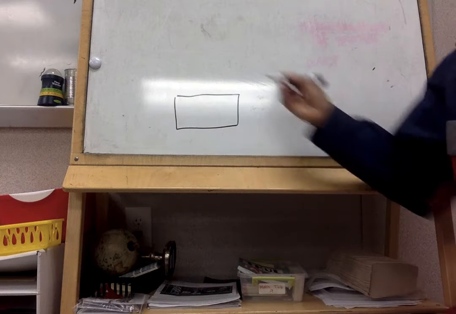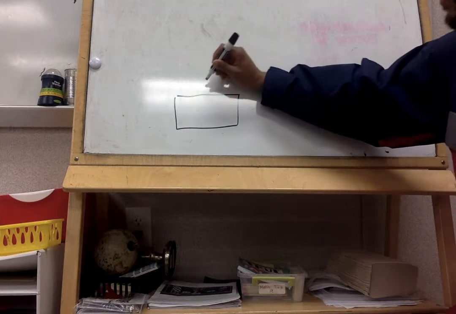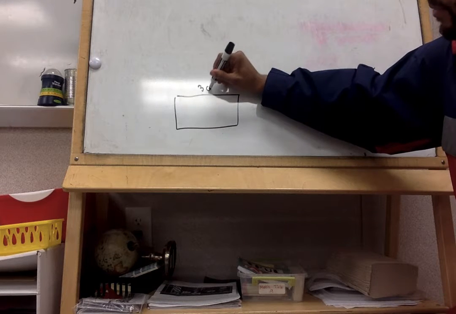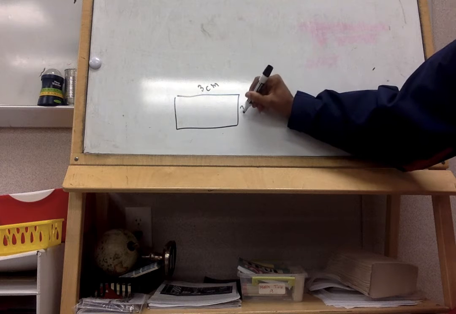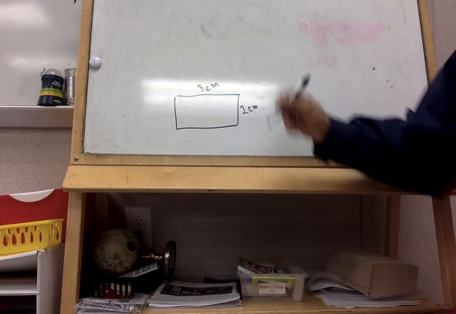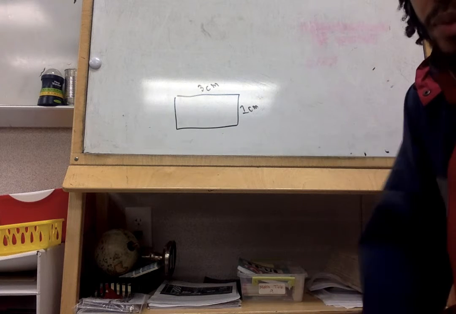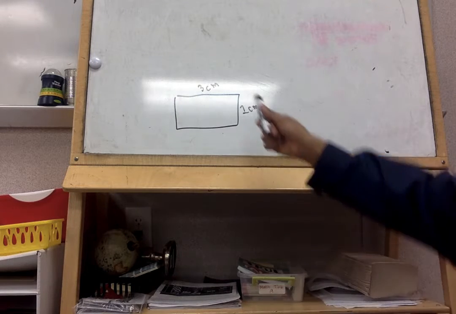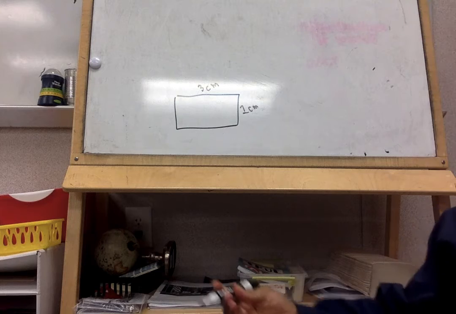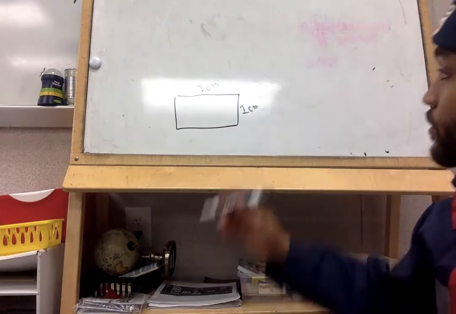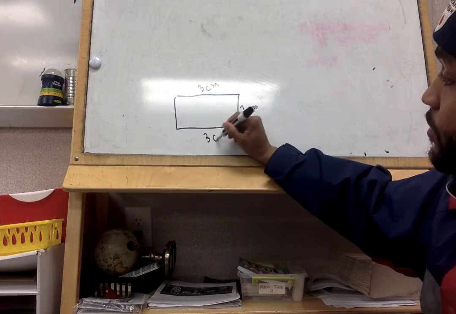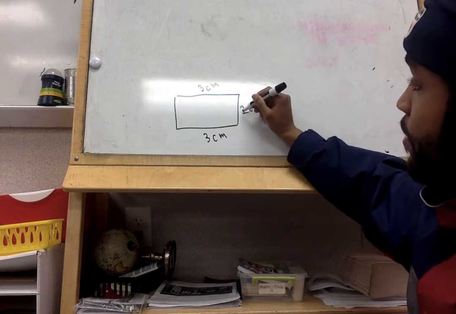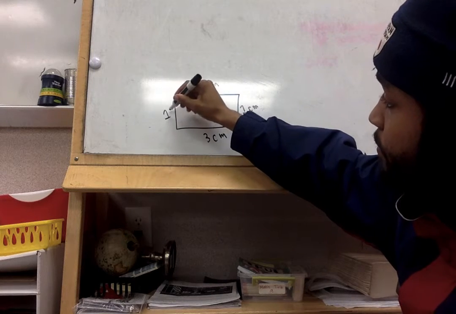Say I have a rectangle. It's not perfect, but let's say this is 3 centimeters. Let's say this is 1 centimeter. Students have been doing so much work with different polygons and understanding that in rectangles, the opposite sides are congruent. That means they have equal length. So this would be 3 centimeters, and opposite of here would be 1 centimeter.